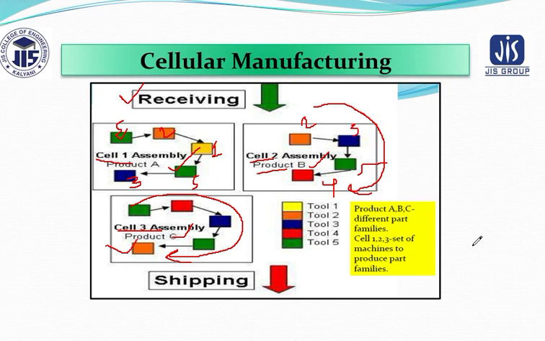And cell 1, cell 2, cell 3 are sets of machines to produce those part families. Suppose for part family A, to produce that product, you have to use cell number 1. It is a combination of various machines that are associated to produce that particular part. If I talk about cell number 2, it consists of the machines or tools required to generate your product B. So you are generating product B only in this particular cell. And in cell number 3, here are the machines that are used to generate product C. So you can see cells 1, 2, 3 are sets of machines to produce the part families, and products A, B, C are different part families shown in this figure. And finally, you are shipping the product.